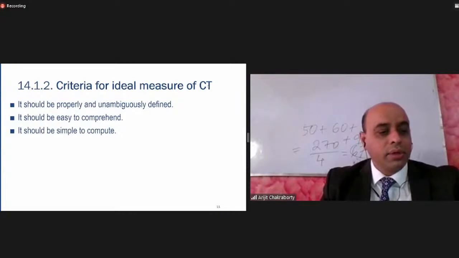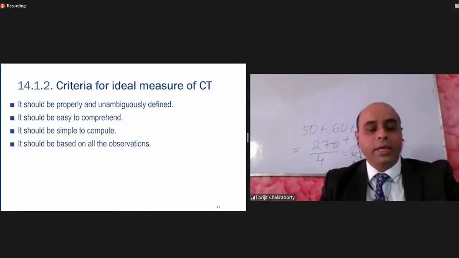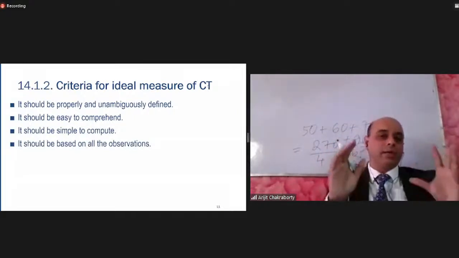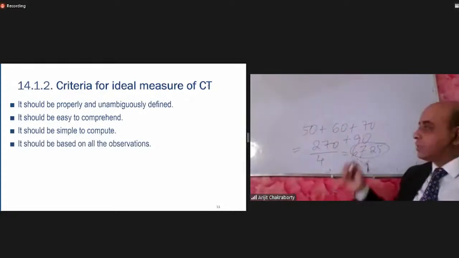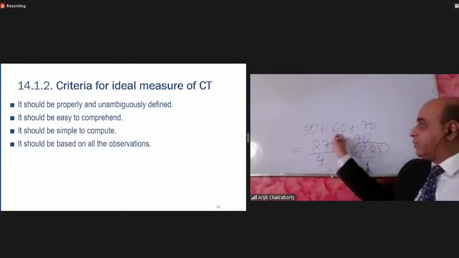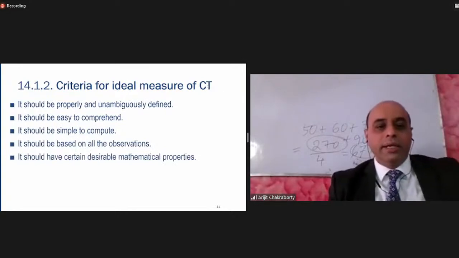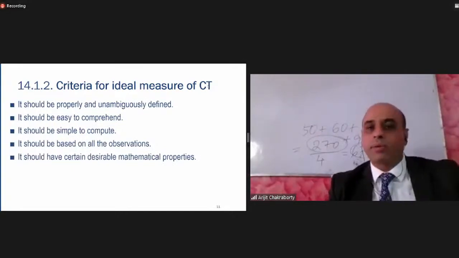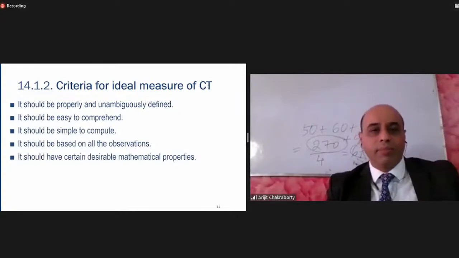Number four, it should be based on all observations. When we took the average of 50, 60, 70, 90, we considered all the numbers, added them up, and got 270. So we are considering all the observations. And it should have certain desirable mathematical properties, which we will see later. So these are the criteria for an ideal measure of any type of central tendency.